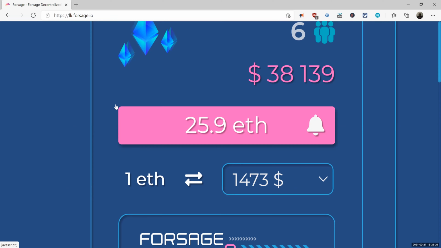Yeah, so I started on the 9th of December. I bought 2 Ethereums. I started with the lowest package that I showed you. So I started with 2 Ethereums, and in 2 months, I have 25.9 Ethereums. That's almost 26. You can actually compute what percentage of increase I've had with that investment.